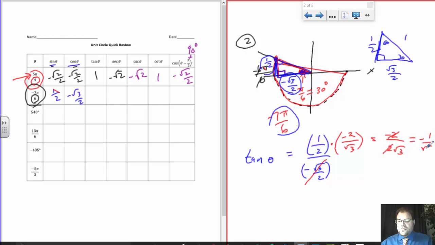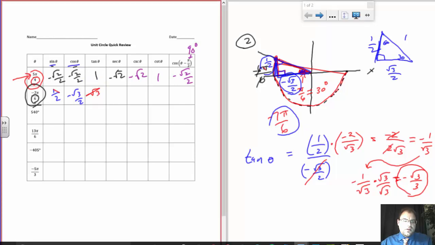So if I have negative 1 over root 3, we're just going to carry on over here. I can't leave this radical here, so I'm going to multiply the top and bottom by that root 3. Negative 1 times root 3 is negative root 3, and root 3 times itself is just 3. So this right here, negative root 3 over 3, is your tangent. With practice, you should be able to do that in your head. If you practice it enough, that should be what's happening.